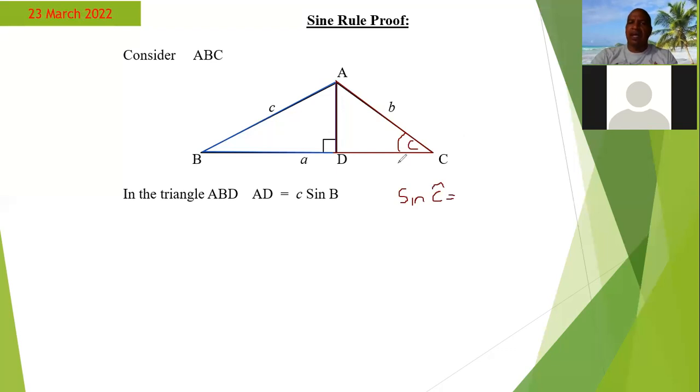which side is opposite to the angle C now? AD would also be opposite to this angle C. So we would say AD over the hypotenuse of that angle, which is B. So that would be over B. And as before, we want to make AD the subject. So we bring B across and multiply by B. So we will get B sine C would be equal to AD.